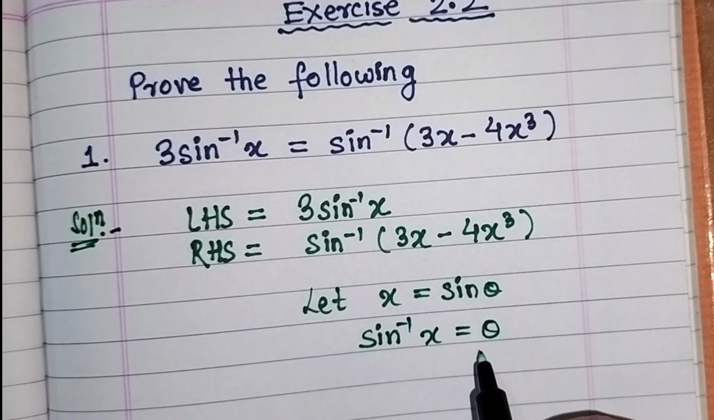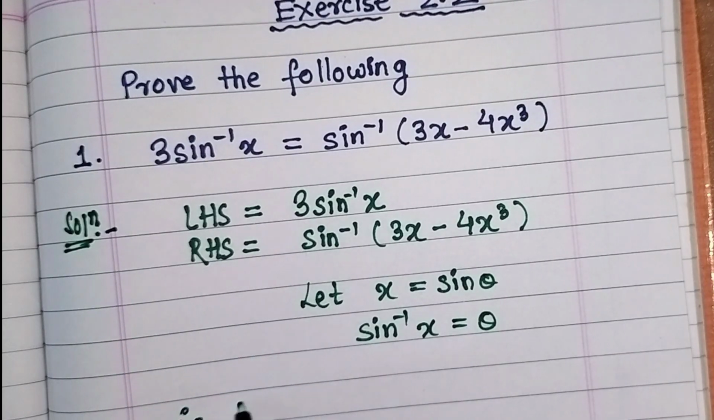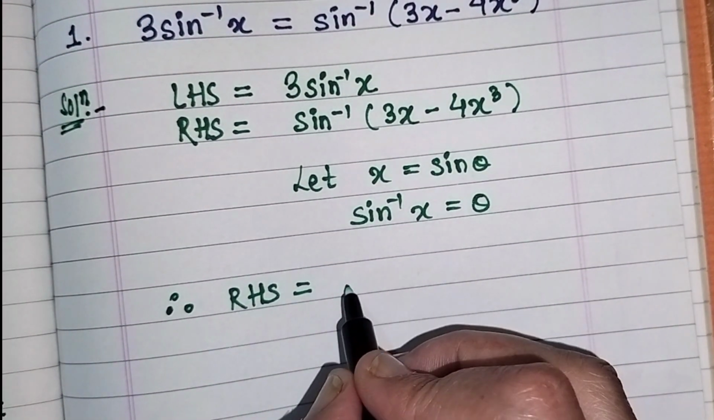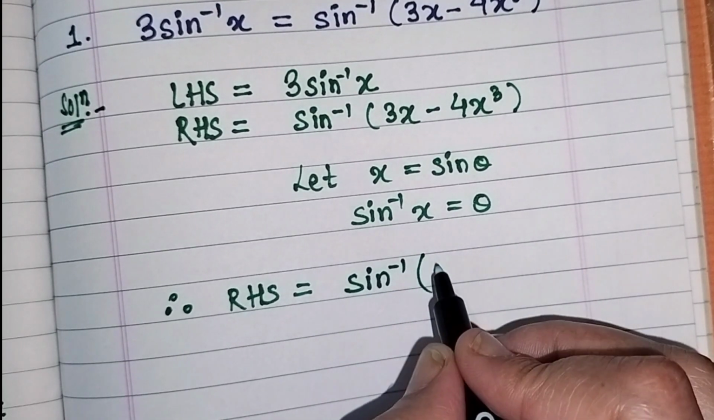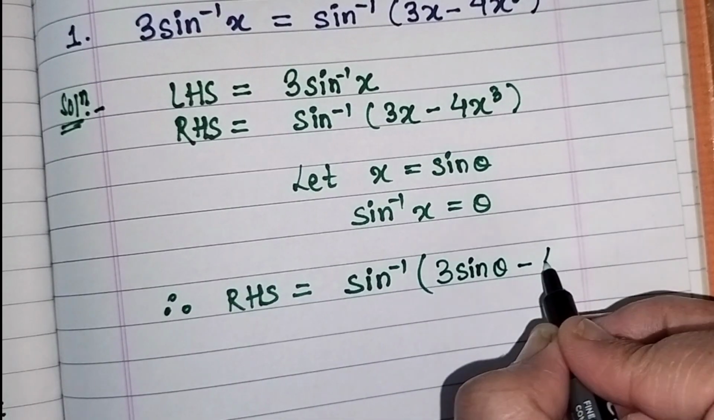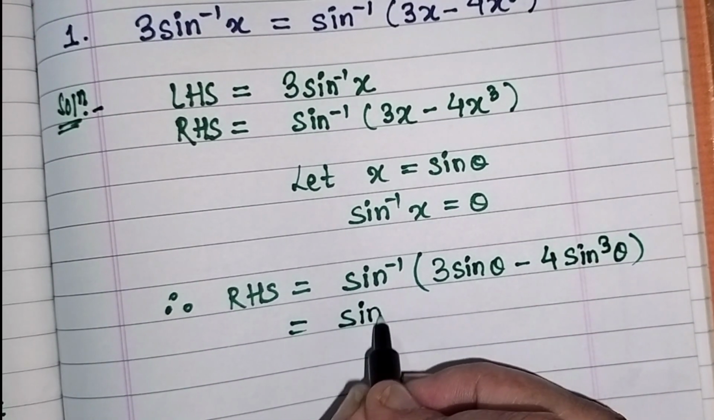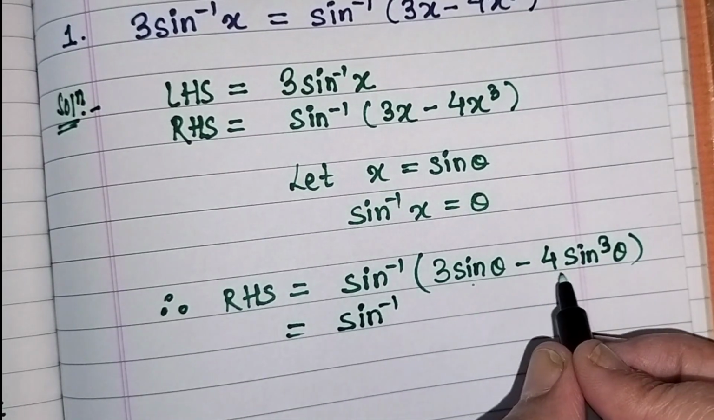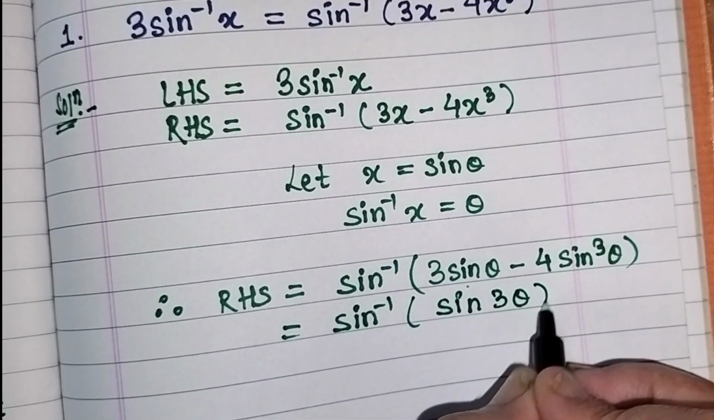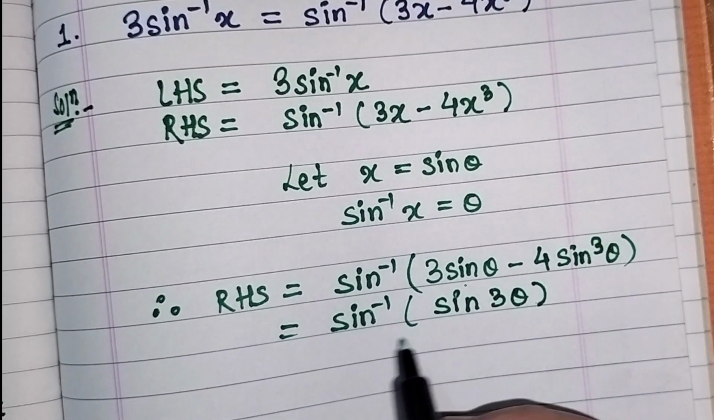When you consider x is equal to sine theta, that means sine inverse x is equal to theta. Now your RHS you can write as sine inverse, and in place of x you can write sine theta. So it is 3 sine theta minus 4 sine cube theta. Now what is this 3 sine theta minus 4 sine cube theta? It is nothing but the formula of sine 3 theta.